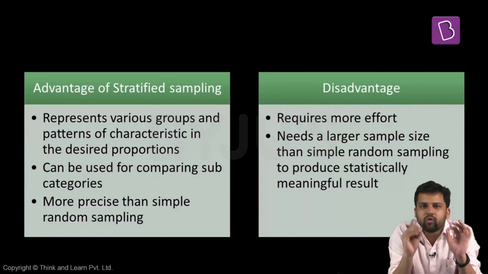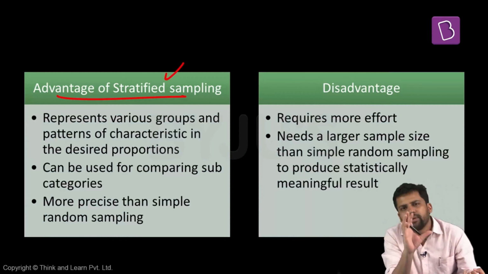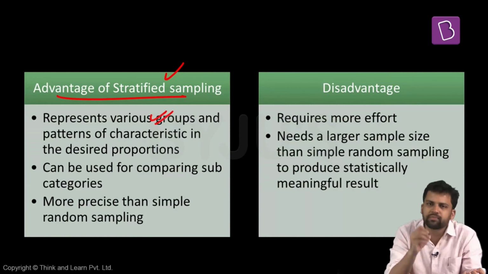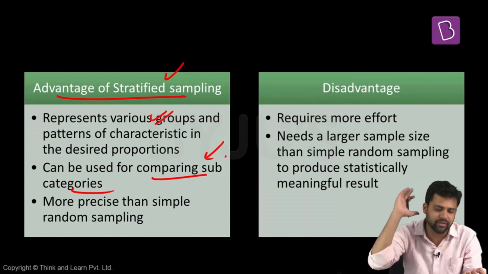Now, what are the advantages of stratified random sampling and what are the limitations? Stratified random sampling ensures the representation of various groups and patterns and characteristics of the entire population. It can be used to compare categories, one category with another. White can be compared with black, black can be compared with grey. So those kind of comparisons are possible.